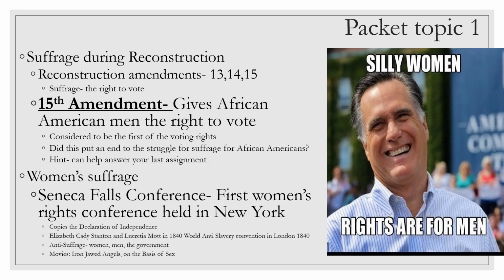For your packet, what you need to understand for topic 1 is this idea of suffrage. And if you don't remember, I wrote suffrage on the slide. Suffrage is the right to vote. So how are people getting the right to vote? What groups were not allowed the right to vote?